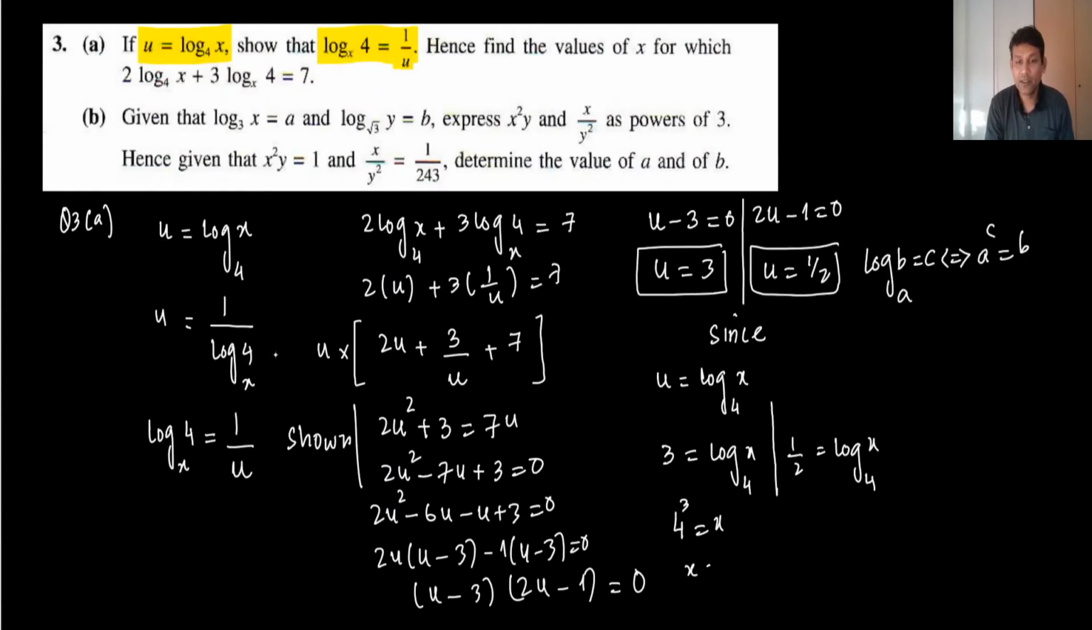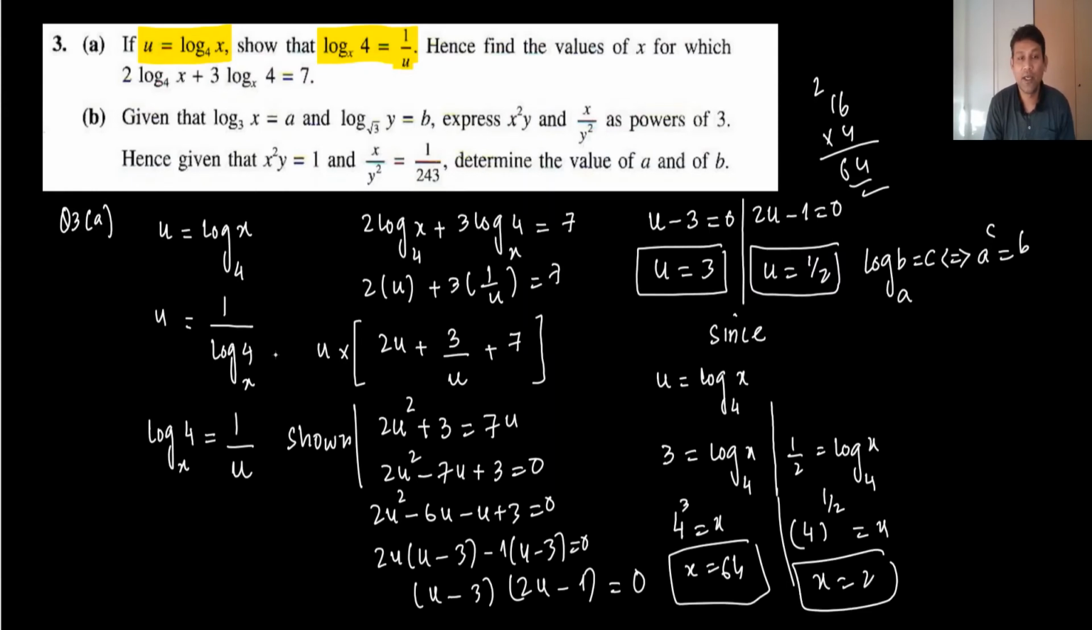And x is coming, 4 times 3 is, I think, 48, 16, oh, sorry, 64. Sometimes my mind is stuck. So 4 power 1 upon 2 is equal to x, and x is only 2, and we have done it perfectly.